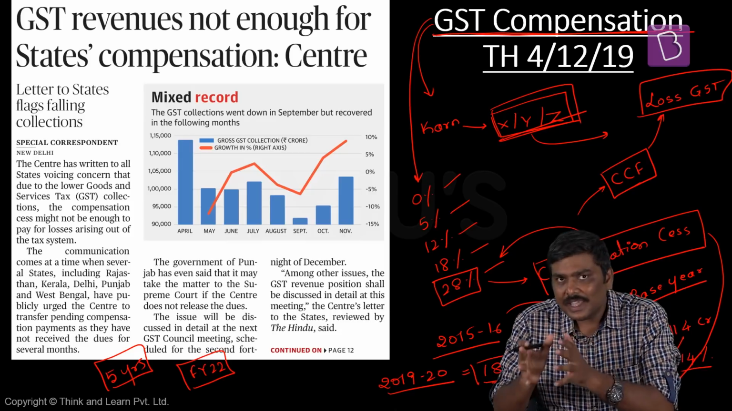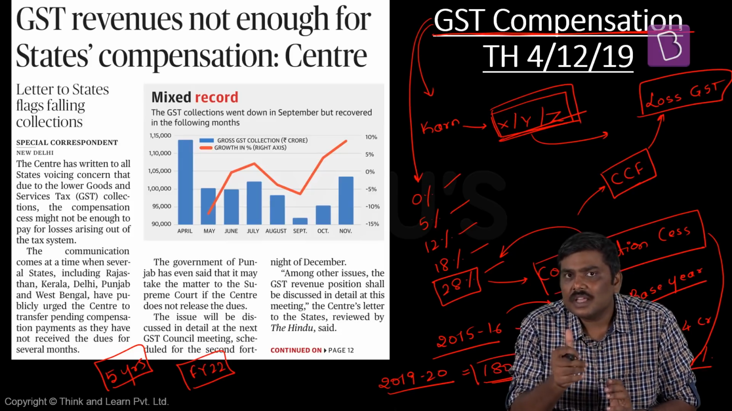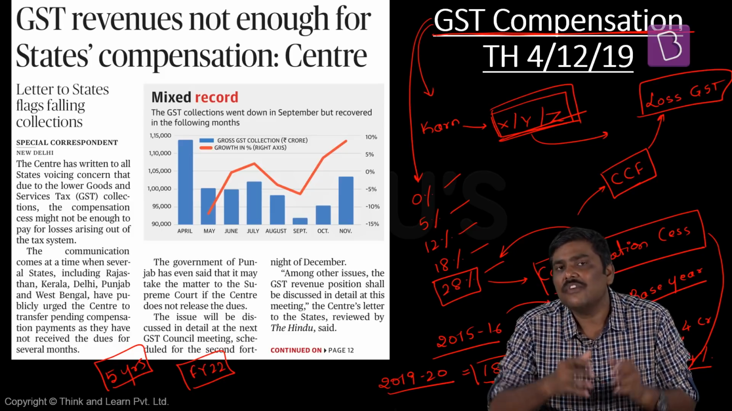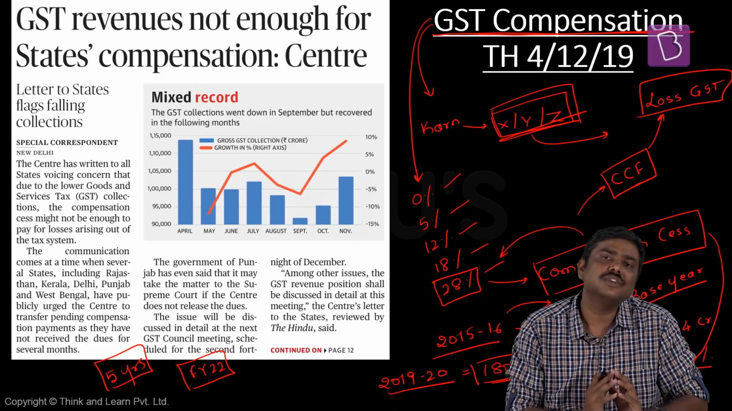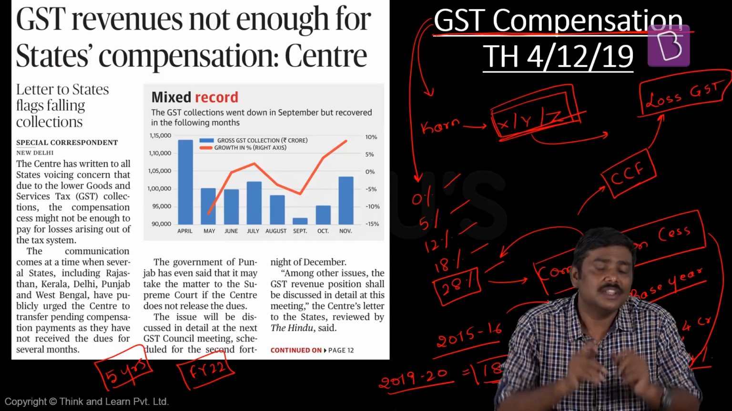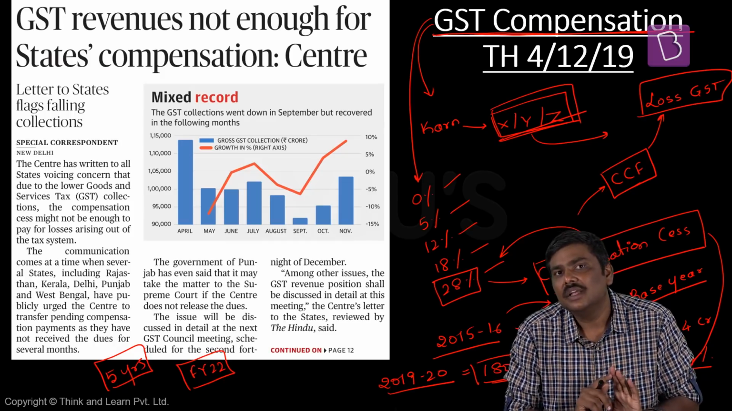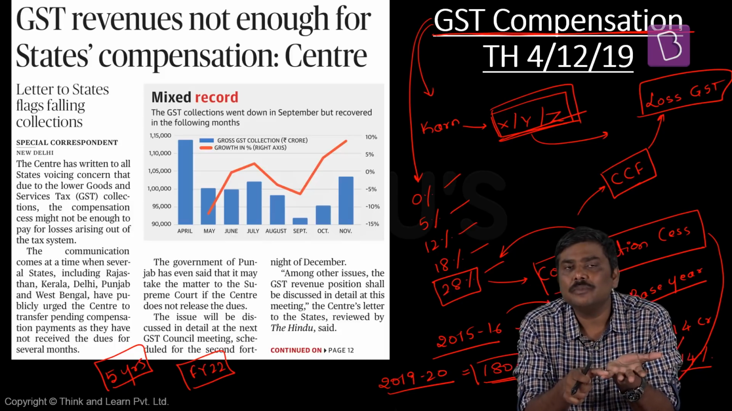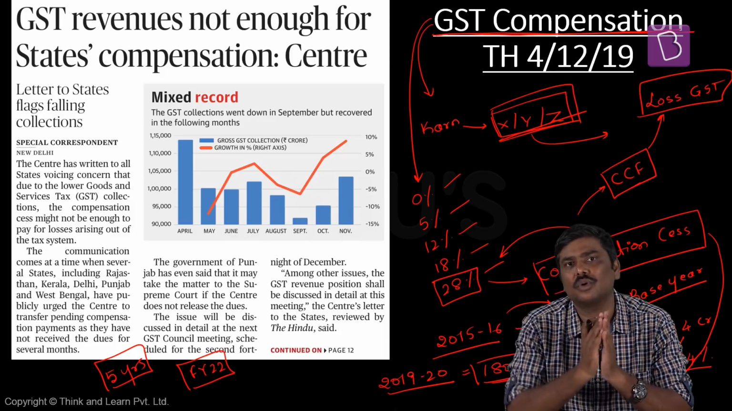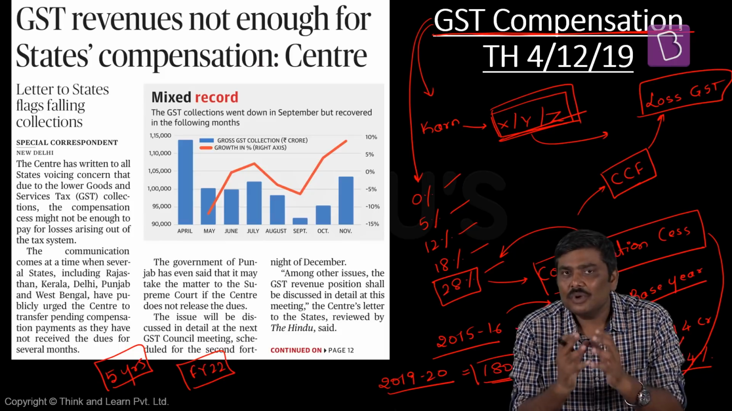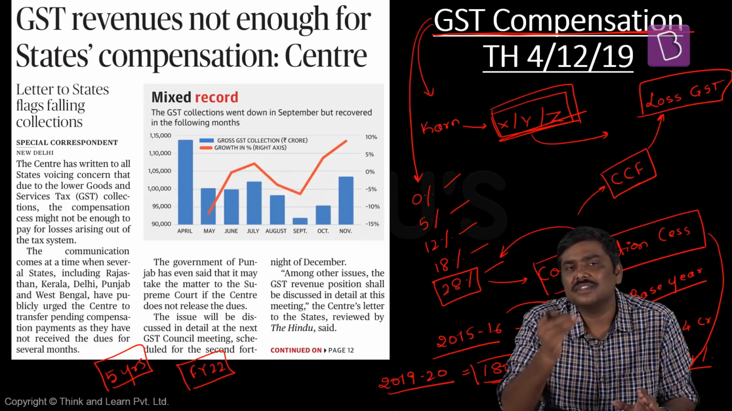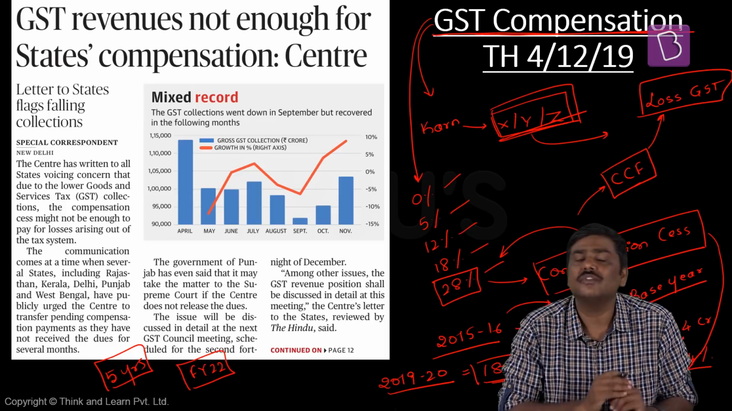The problem with the states is this. The states are spending more money than the center. The states will have a very high amount of capital expenditure, and in the present situation, there is a slowdown in the market. To overcome this slowdown, we expect the center to spend more as well as the states to spend more. But if the revenue collection of the states comes under pressure, how can you expect the states to spend more? That is one point of consideration.